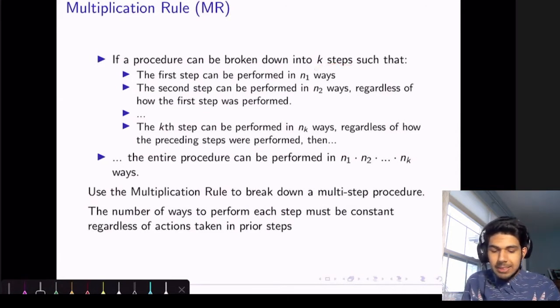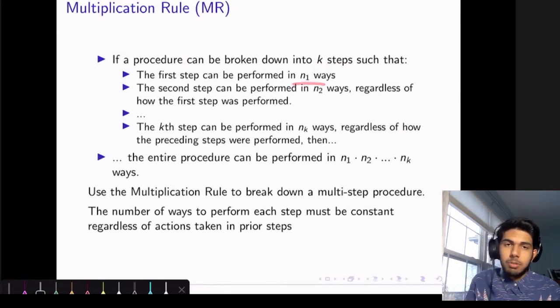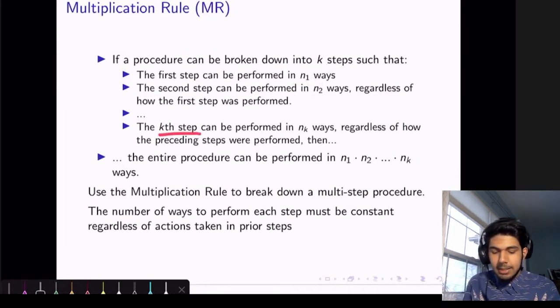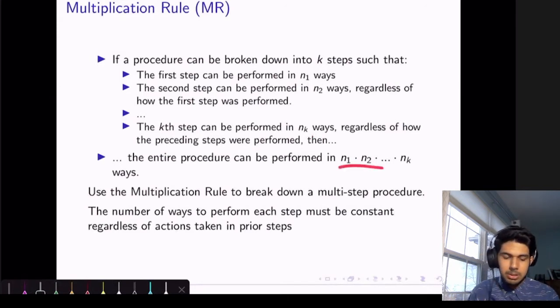And say the first step can be performed in n1 ways, and the second step can be performed in n2 ways, regardless of how the first step was performed. And then the kth step can be performed in n sub k ways, depending on how many ways the previous steps were performed. Then the entire procedure can be performed in just the product of those many ways.